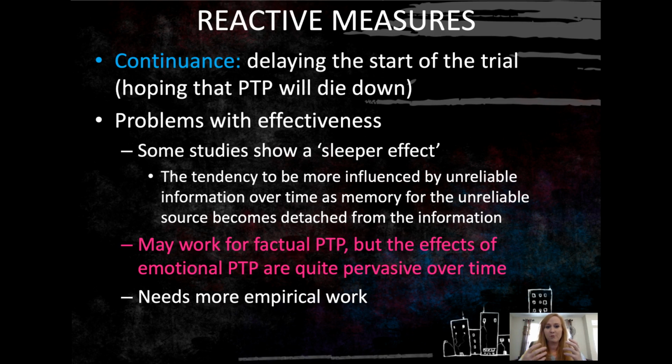So some studies will show what we call a sleeper effect. Well, yeah, it's in the back of our mind, but it's still there, and suddenly when the trial comes, it's front and center again. So you have a tendency to be more influenced by unreliable information over time as the memory for the unreliable source becomes detached from the information. And so it again rears its ugly head. And then sometimes, because it's been suppressed, we introduce new responses, new perceptions of it, including inaccuracies. So we don't remember it as accurately as we thought we did. So now we have even more bias because we thought we remembered it this way. That's not actually what the article or the report said.